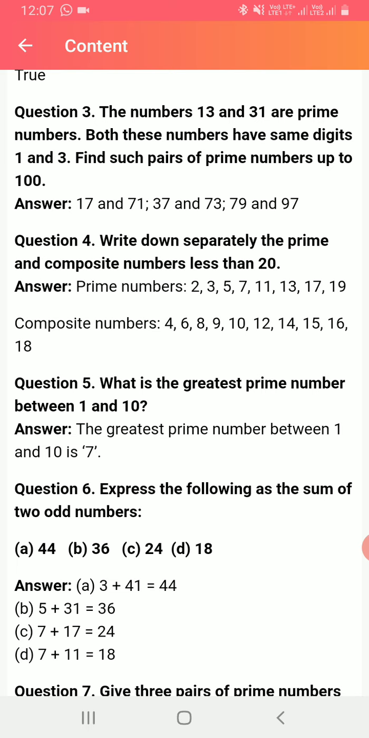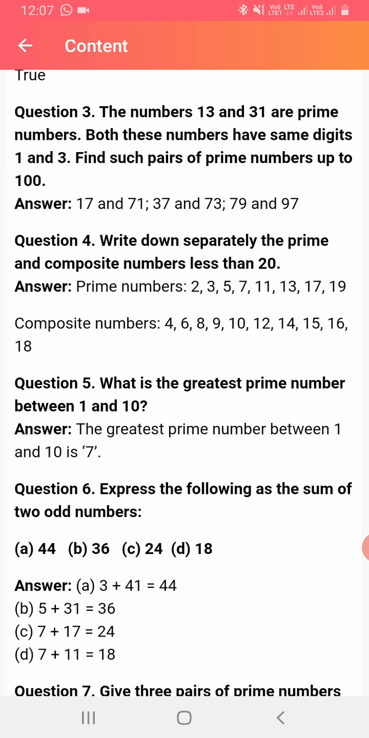You have 13 and 31. In both the numbers you can see 1 and 3 are the digits used, and both are prime numbers. You need to find such prime numbers within 100. So the answer is 17, 71, 37, 73, 79 and 97. Now we'll move to question 4.